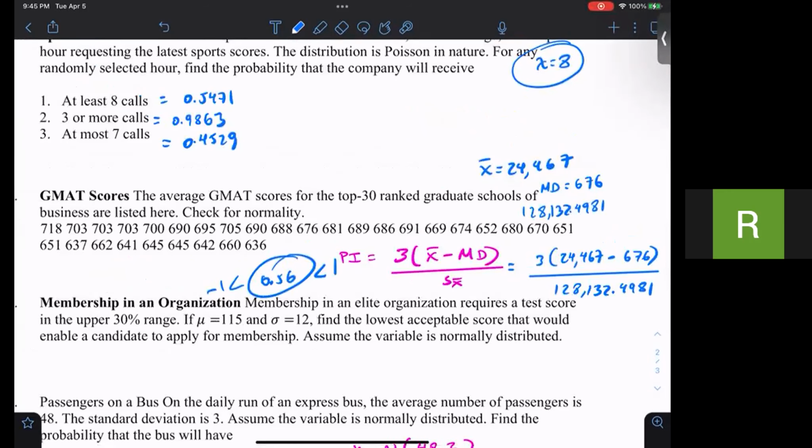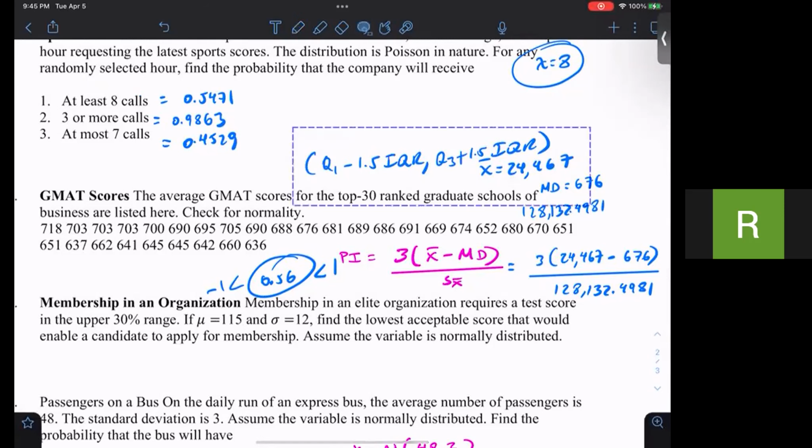And if you want to double check, you can do the Q1 minus 1.5 IQR, or the Q3 plus 1.5 IQR to check if maybe there are some outliers there. But that's the reason we have the Pearson index of skewness, right? We can check if the distribution is normal or not. So that 0.56 is within normality. So I will say that this distribution is normal. That's it. Next problem.